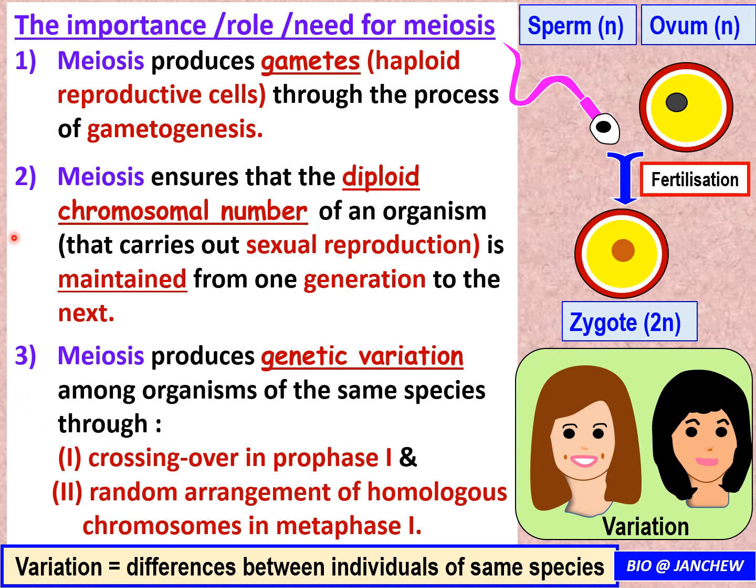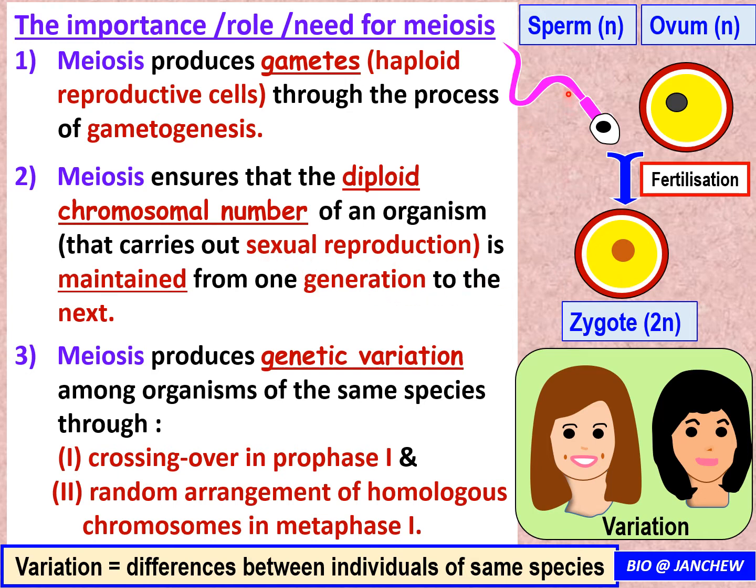We have already discussed the definition and the location of meiosis. Now let's ask this question. What is the importance or the role or the need for meiosis in organisms that carry out sexual reproduction? In sexual reproduction, there must be a male gamete, for example, a sperm, that fertilizes the female gamete or ovum. And when there's fusion of the 2 nuclei, a zygote is produced, which develops into the offspring of the organism. Okay, so all that is involved in sexual reproduction.